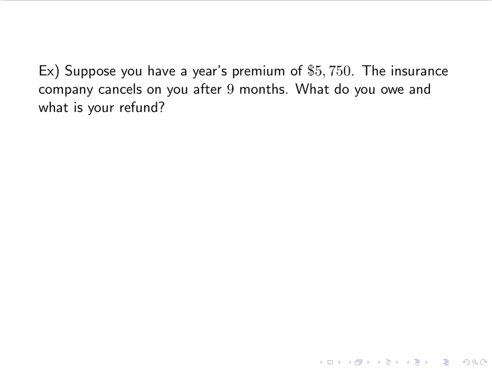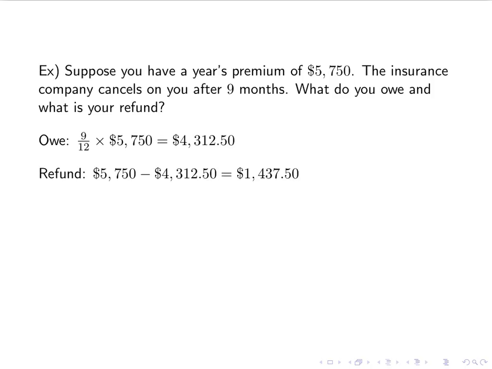So let's try another one. Suppose you have a year's premium of $5,750. The insurance company cancels on you after 9 months. What do you owe and what is your refund? So again, the insurance company is the one doing the canceling. So we look at what proportion of the year we had the insurance for. And that's 9 months out of 12 months. So I'm only going to pay 9/12 of $5,750. And that is $4,312.50. And again, the refund is the difference. So $1,437.50.